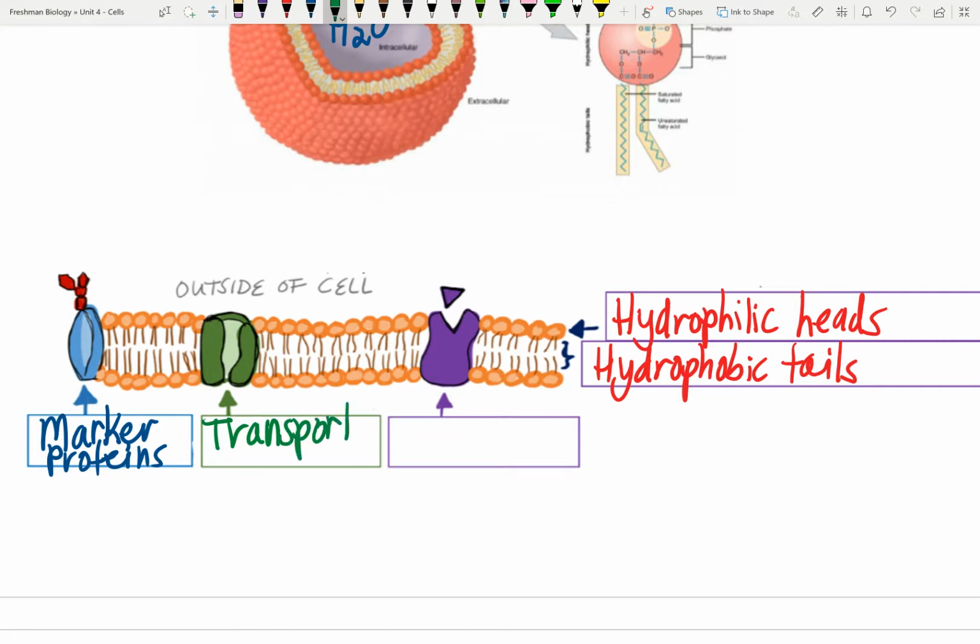And there's hundreds of different transport proteins that have different shapes that can allow different things to pass through. So different cells will have different shaped transport proteins because different cells need to be able to let different things in and out. And then this is a receptor protein that things can attach to. And that would allow for cells to be able to communicate with each other.